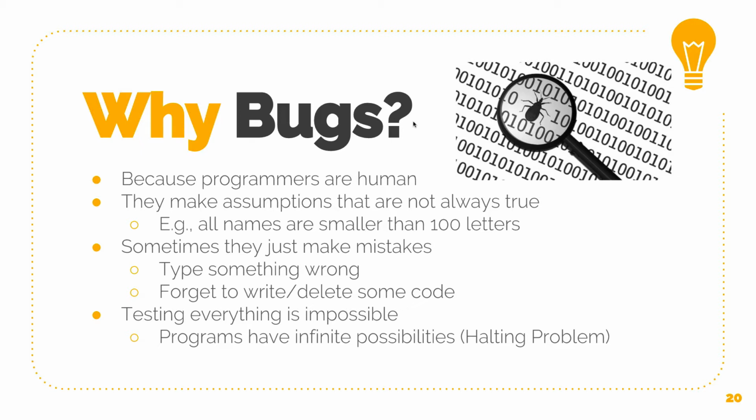And the last important thing is that testing everything is impossible because programs have infinite possibilities, which is an important theorem in computer science known as the halting problem. A program has an infinite number of ways it can run, so we can't really test all of that.